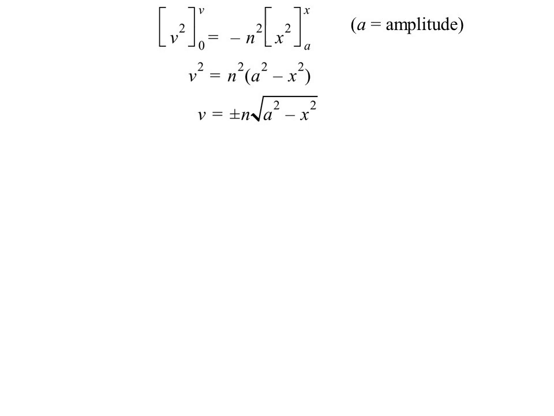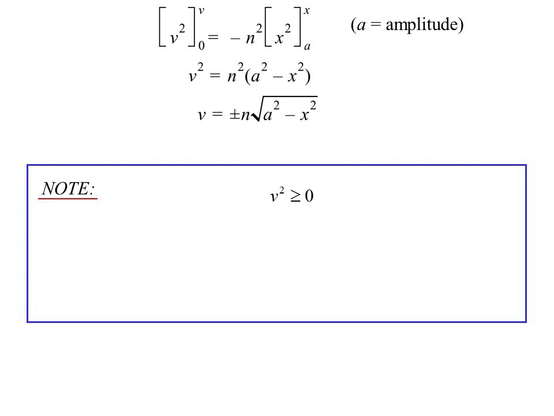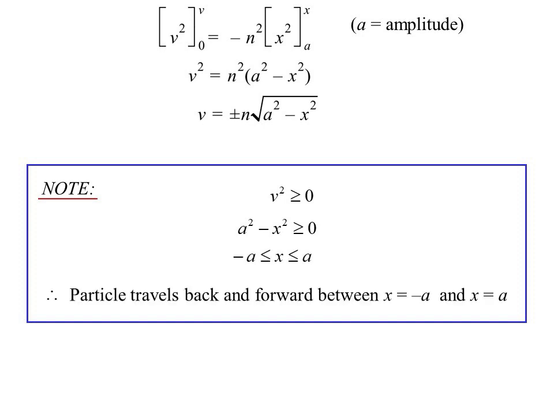So velocity therefore is plus or minus n times the square root of a squared minus x squared. Now what this does is confirm what we said about simple harmonic motion, because remember, velocity squared has to be greater than or equal to 0, or another way of thinking about it, whatever's under the square root sign must be a positive number. And if I was to solve that little quadratic inequality, I get that x is in between minus a and a. And that's what we know simple harmonic motion to do. It goes backwards and forwards between a and minus a.